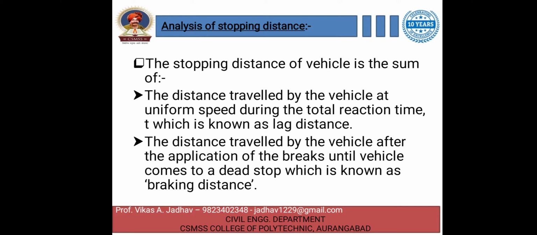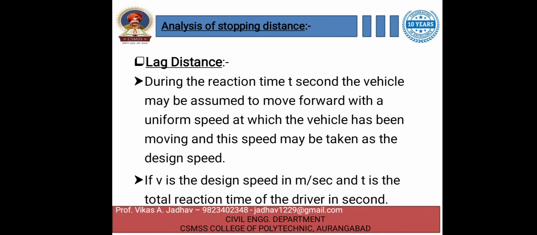The stopping sight distance of a vehicle is the sum of the distance traveled by the vehicle at uniform speed during total reaction time, which is known as lag distance, plus the distance traveled by the vehicle after application of the brakes until the vehicle comes to a stop. Such distance is known as braking distance. So total stopping sight distance is a combination of lag distance and braking distance. First of all we will see lag distance.